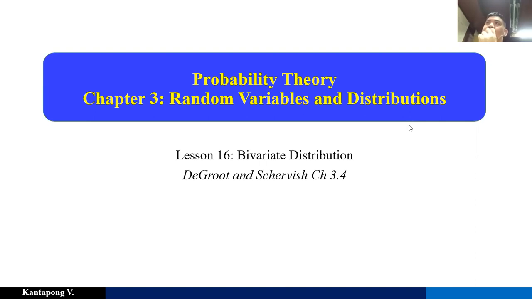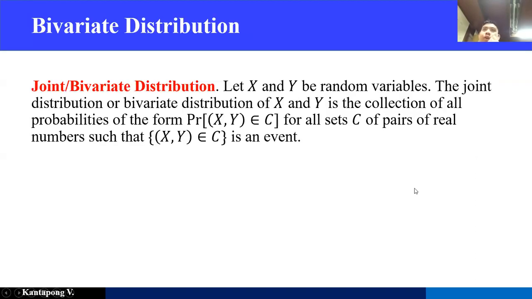Hello. In this lesson, we are going to study the two variable case, which is a bivariate distribution. Let's say the definition. The bivariate distribution: let X and Y be random variables. The joint distribution or bivariate distribution of X and Y is the collection of all probabilities of the form probability that (X, Y) is in the set C, for the pairs of real numbers. So you notice that this accommodates both discrete and continuous.